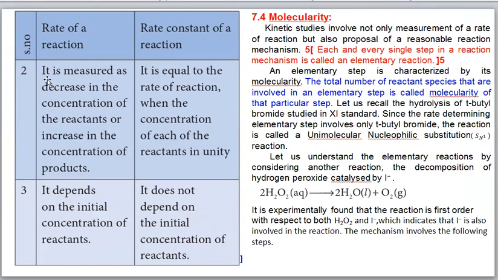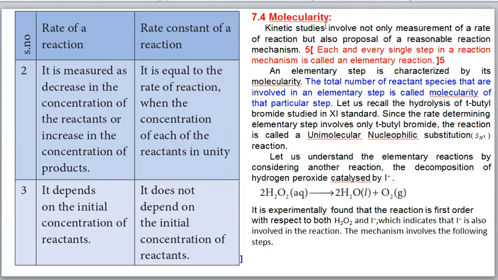Rate of reaction is measured as the decrease in the concentration of the reactants or the increase in the concentration of products. The rate constant is equal to the rate of reaction when the concentration of each of the reactants is unity. Rate of reaction depends on the initial concentration of reactants. The rate constant does not depend on the initial concentration of reactants.